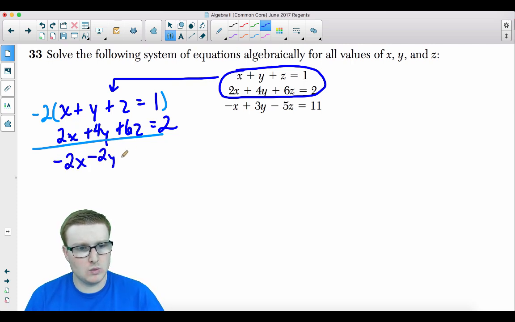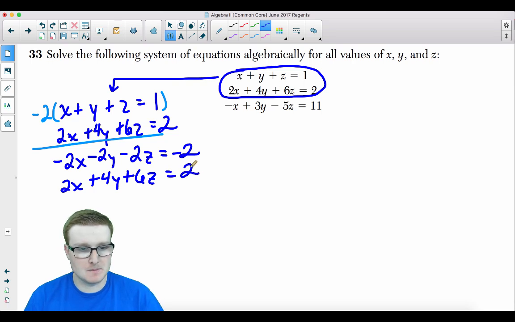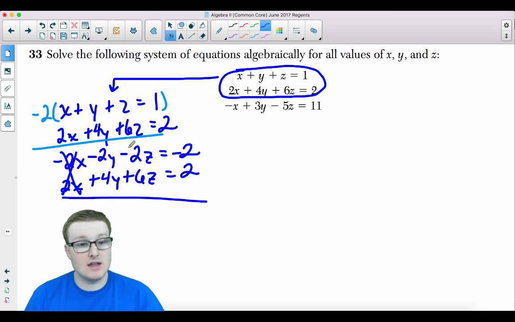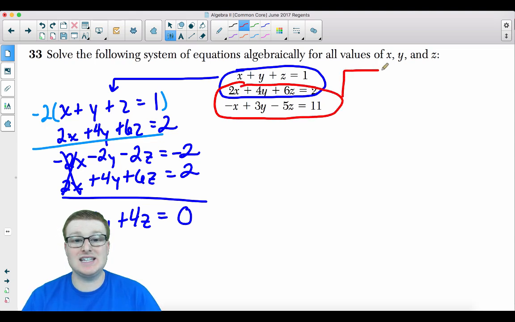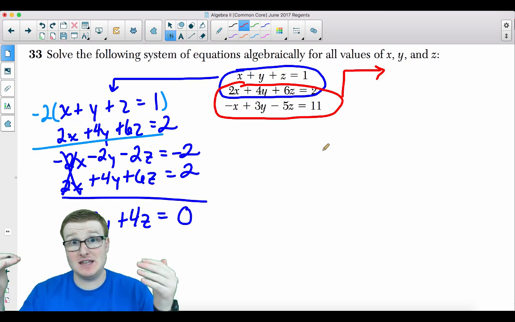So we get -2x minus 2y minus 2z equals -2, and 2x plus 4y plus 6z equals 2. We're going to cancel out those x's. Now we're going to add these up. 4y plus a -2y is 2y plus 4z equals 0. So we have this equation. Now I'm going to take the bottom 2 equations and eliminate the same variable. You can't just go eliminate another variable if you want to. You have to eliminate the same variable. It has to be the x.